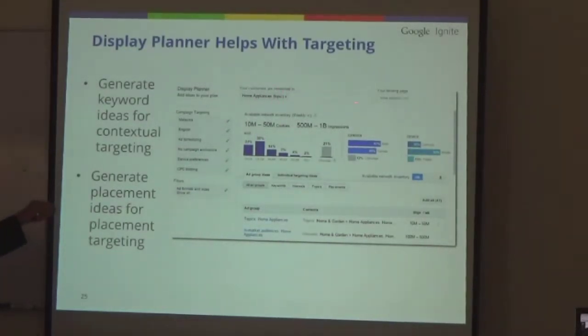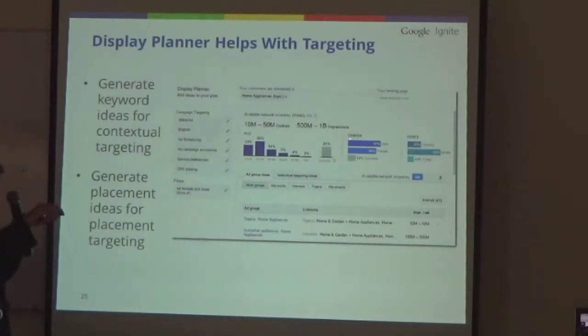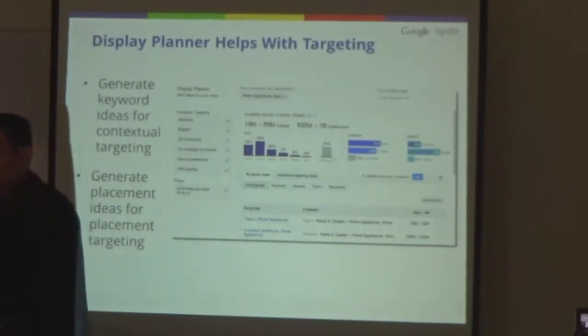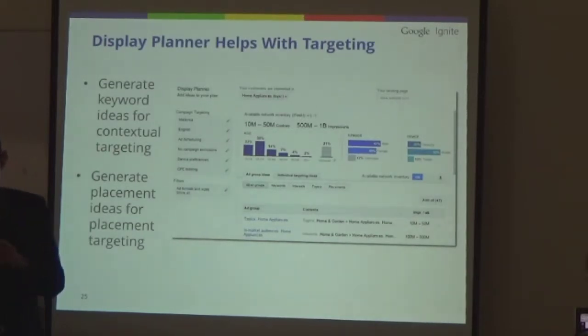So in Display Planner, it shows me the reach. I'm able to see the inventory that I can target by device, by gender, and so on. It gives some idea on ad groups and even contents. So Display Planner is useful when we are planning to find our audiences in GDN. It also helps us generate placement ideas, for example, where you want to target.